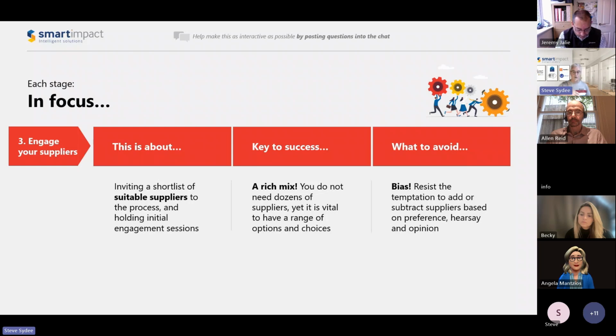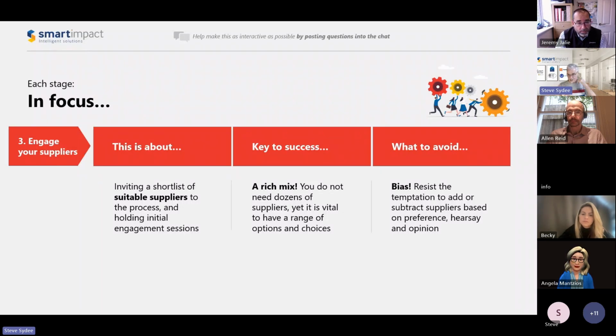But remember, the more suppliers you've got, the more it takes your staff to evaluate them all, and you've got to treat all of them equally. So it's going to take you and cost you a lot more money. So I would do a lot of pre-selection and try to essentially keep that as limited as possible.